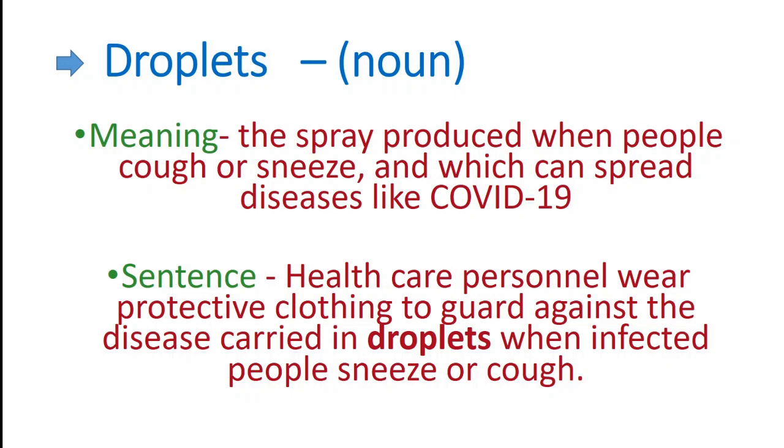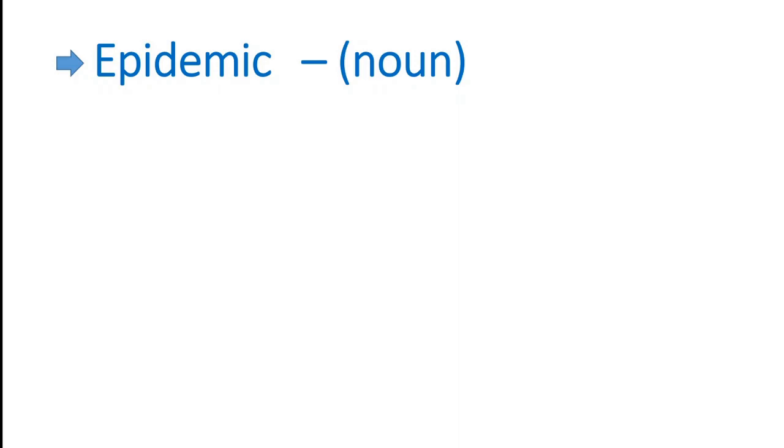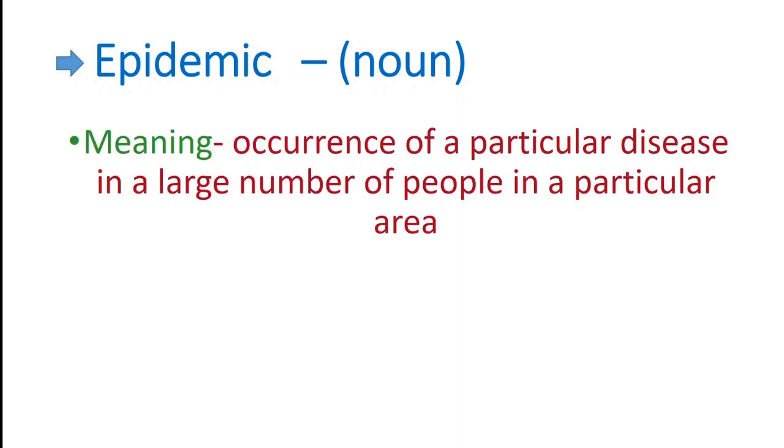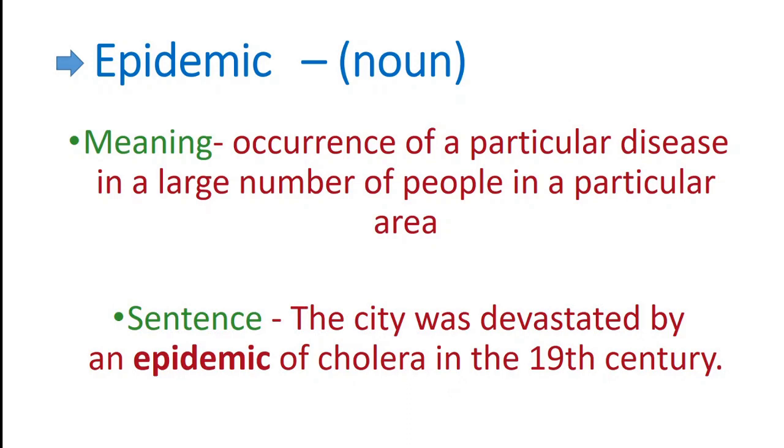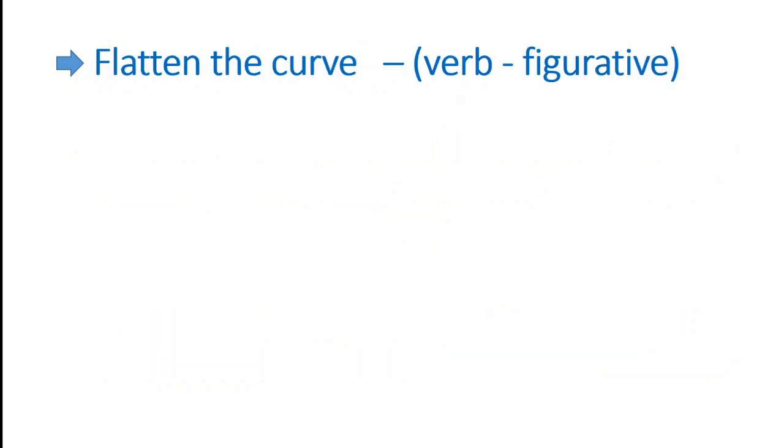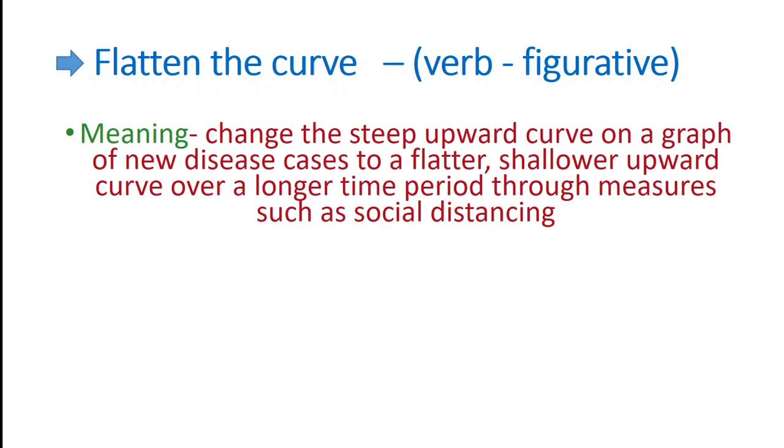Epidemic, noun, meaning occurrence of a particular disease in a large number of people in a particular area. Sentence. The city was devastated by an epidemic of cholera in the 19th century. Flatten the curve, verb, figurative. Meaning change the steep upward curve on a graph of new disease cases to a flatter, shallower upward curve over a longer time period through measures such as social distancing.